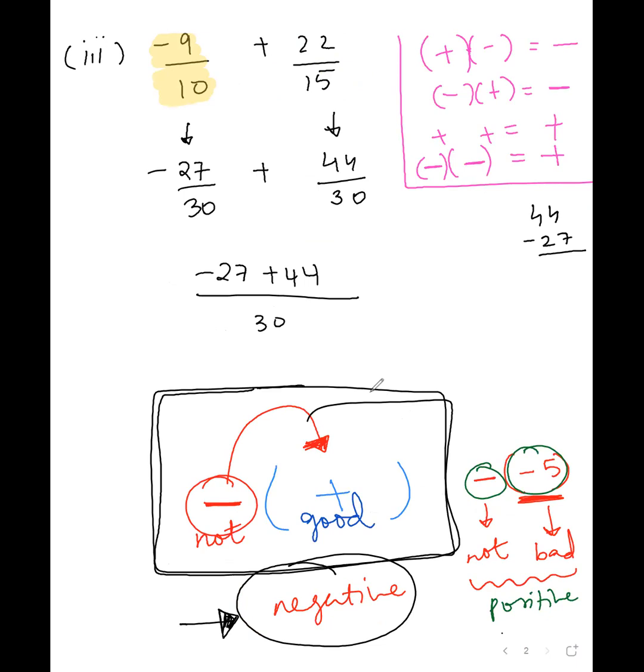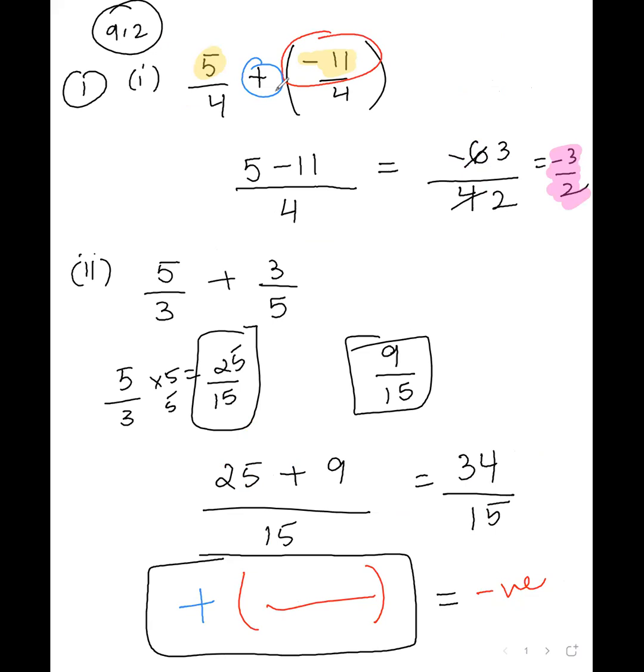Yeah. Will it be 27 minus 44? So now the question is, what are we doing here? What were we doing here, Hiba? We were not just changing the sign randomly. There was a reason why we changed the sign.